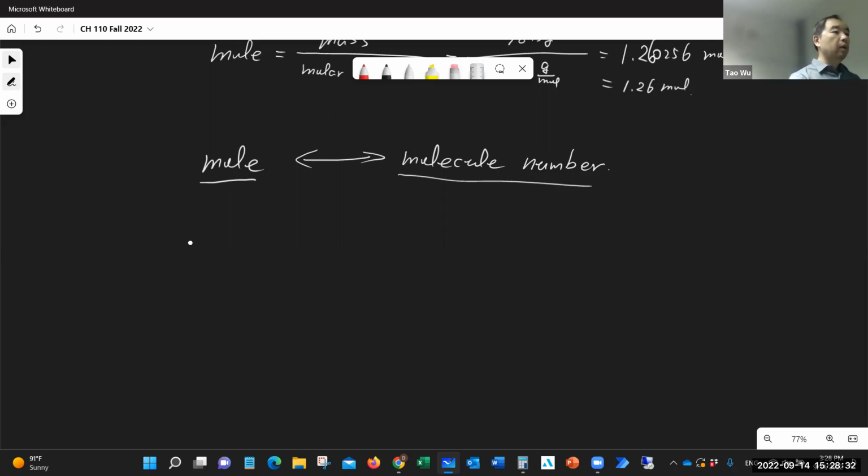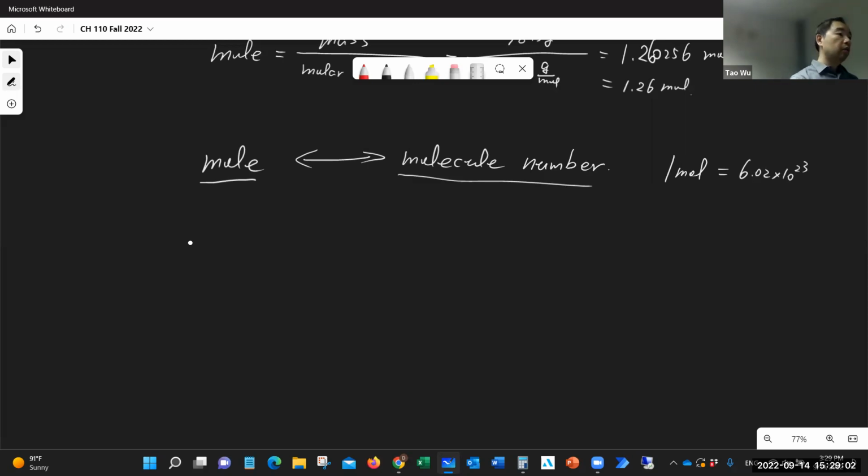Well, we already know 1 mole is equal to 6.02 times 10 to the 23rd, right? Amazing number, very big number. So how can we convert the mole to the number of molecules? Well, we may not have 1 mole, right? So what if I have 1.5 mole? And then how many is that?